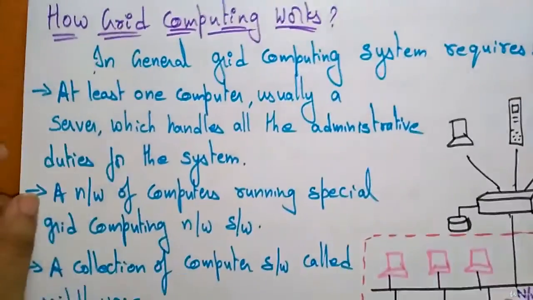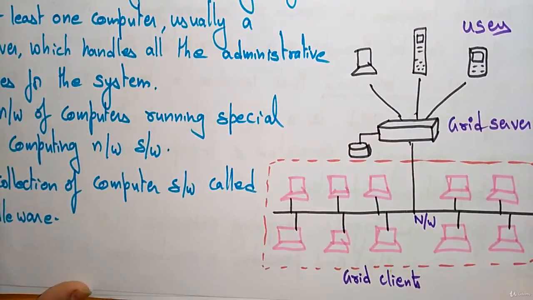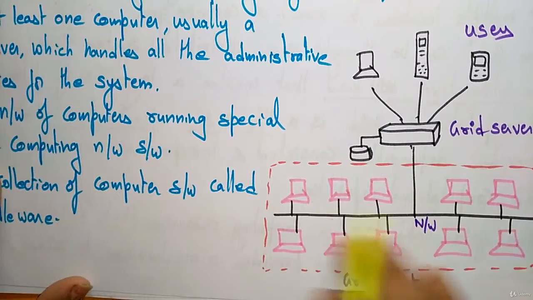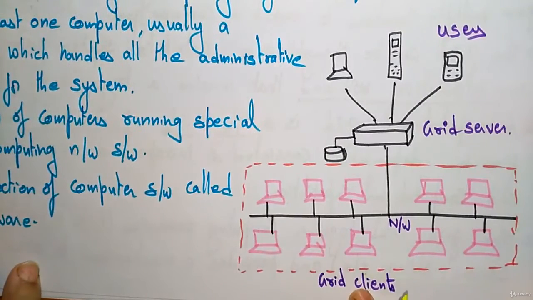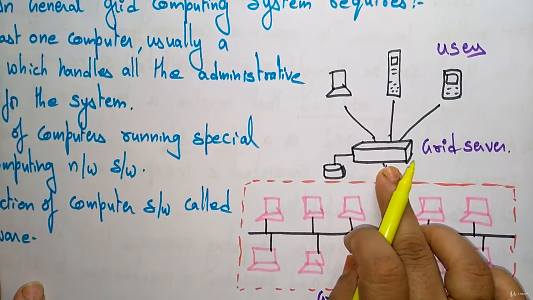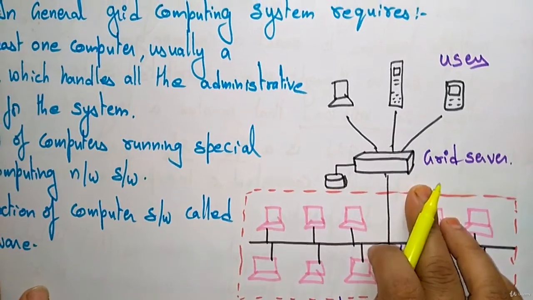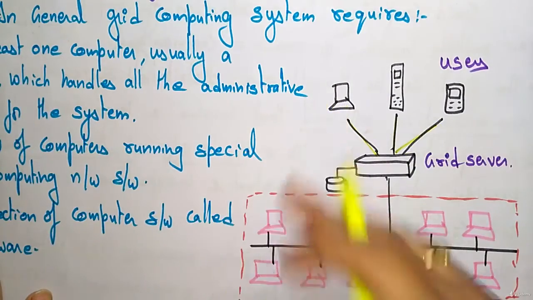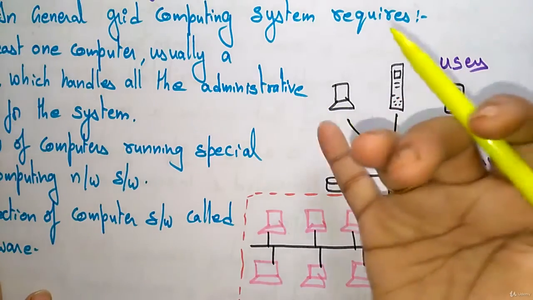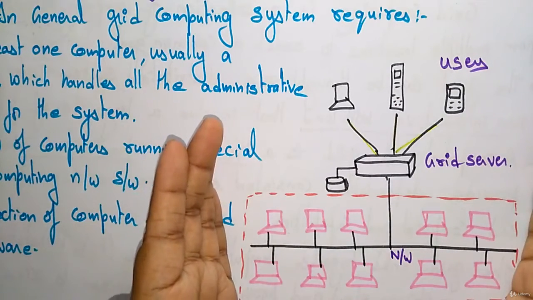Let's see how grid computing works. Here different grid clients, meaning different systems, are there. All the systems are connected by using a network. The grid clients are connected to the grid server. A server also has a data storage, and with the help of the grid server, the data will be sent to different users. The person who is operating a mobile phone, a server or a personal desktop, anything, is a user. So this is a representation of grid computing.